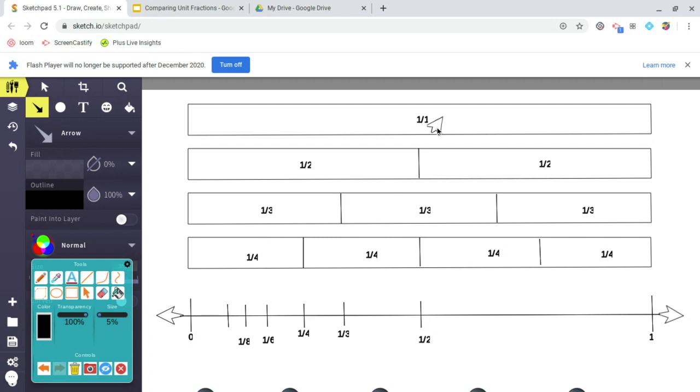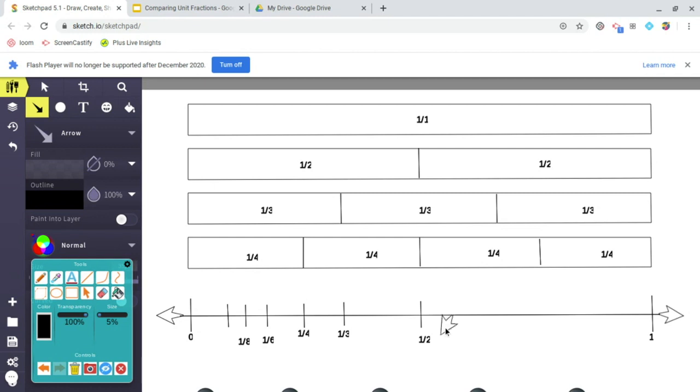And here are 4 bar graphs that show one whole, and then we split that one whole into 2 parts. So we have 1 out of 2 parts and 1 out of 2 parts. Then we split it out into 3 parts. We have 1 out of 3 parts, and we have 3 of those. Okay, and then we split it into 4 parts. We have 1/4, so we have 4 of those.